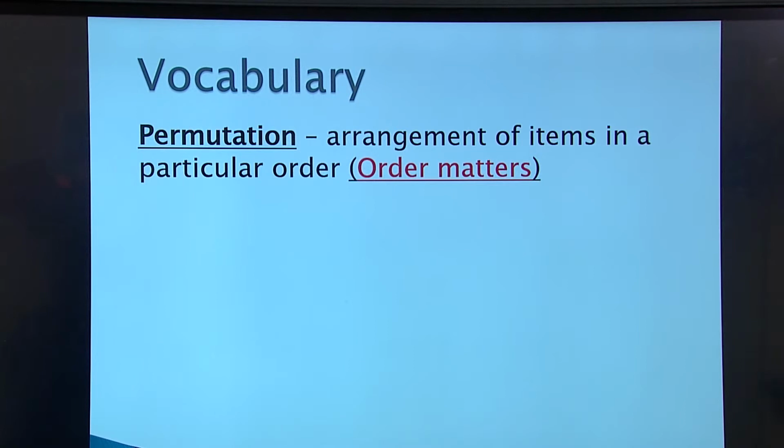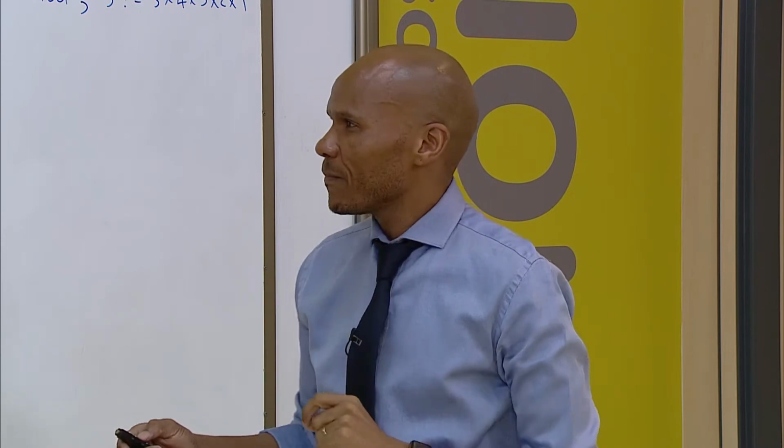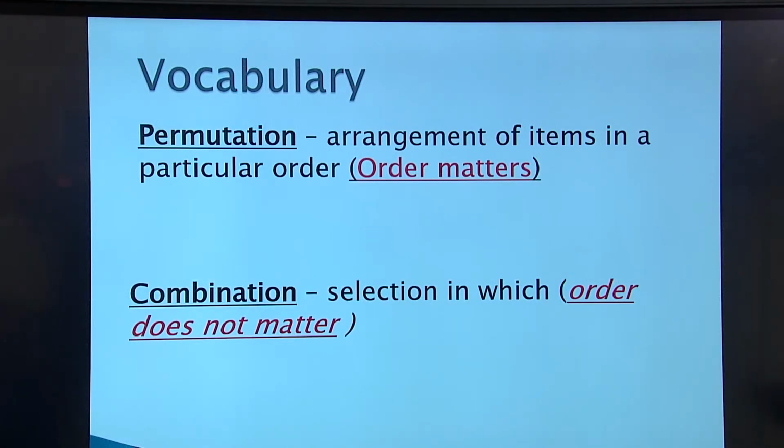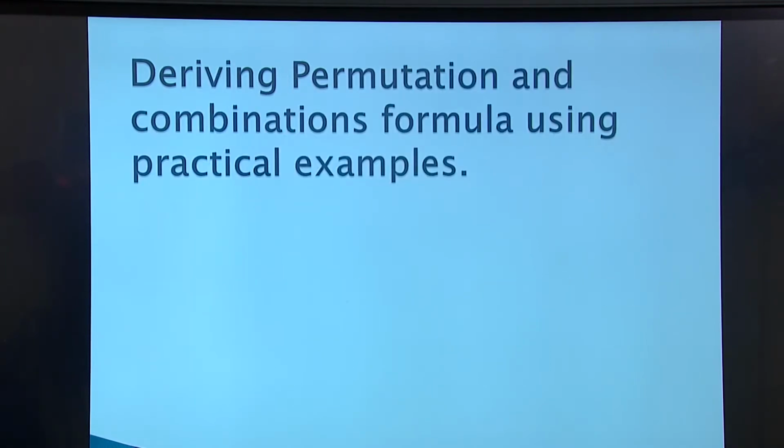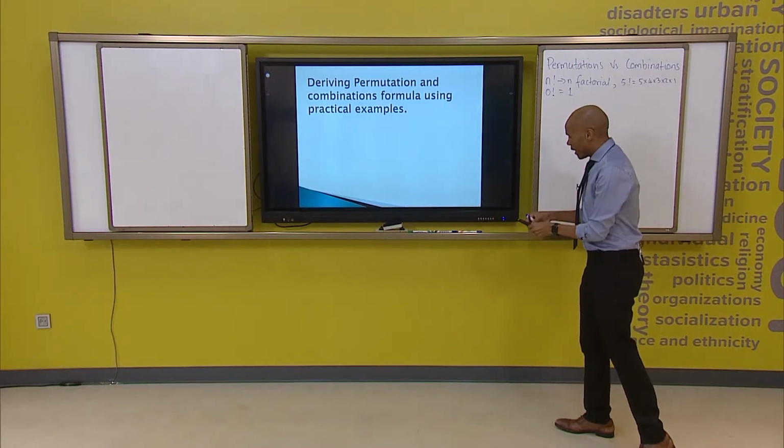Okay, now let us define what permutation is. Permutation is an arrangement of items. We are arranging items, and remember this, the order that you arrange these items matters. And combination is quite the opposite. In combination, we're just combining items, and the order that you combine them doesn't really matter. And you are going to know a little bit more on this.